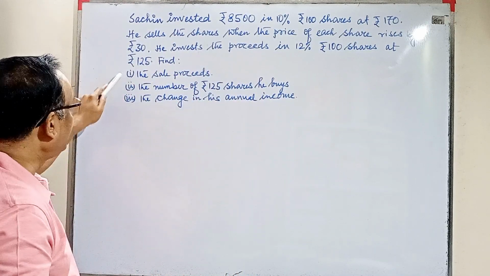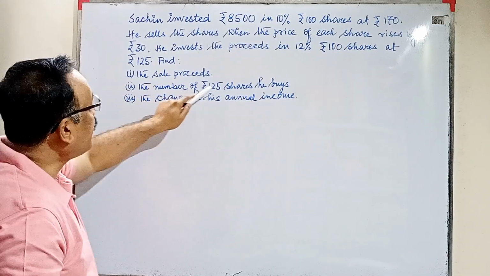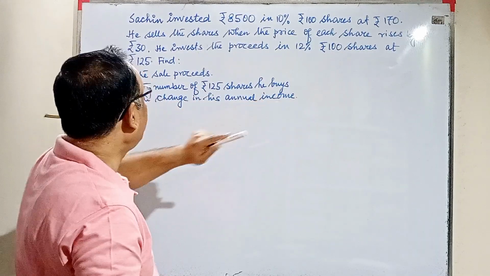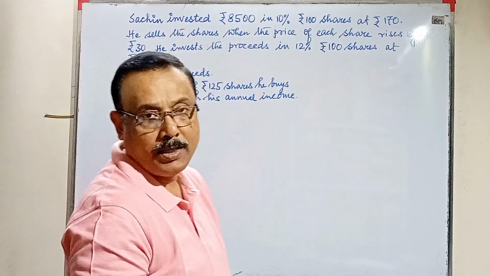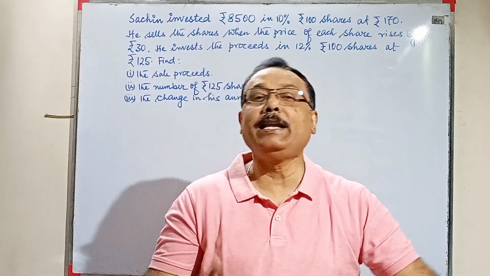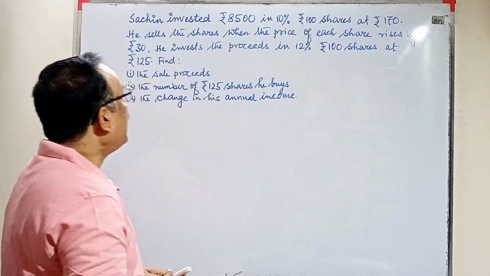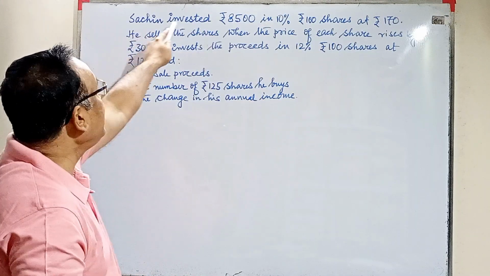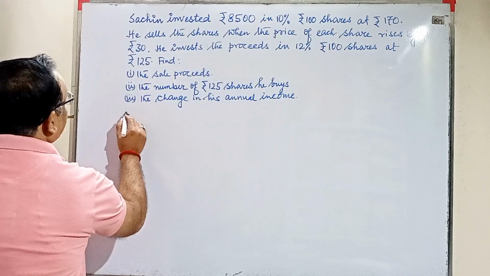Find three things. Number one, the sale proceeds. Number two, the number of rupees 125 shares he buys. And number three, the change in his annual income. As I do this sum, I'll explain you various terms related to shares and dividend. So, if you have a look at this first question, Sachin invested rupees 8,500. That means this comes as investment.